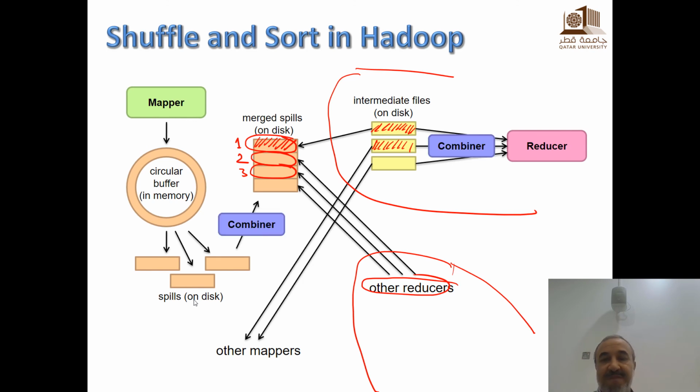Okay. The combiners also are running here. The combiner can reduce the amount that we have here if it runs, and also can reduce it before the reducer gets it. Okay? But they are optional.